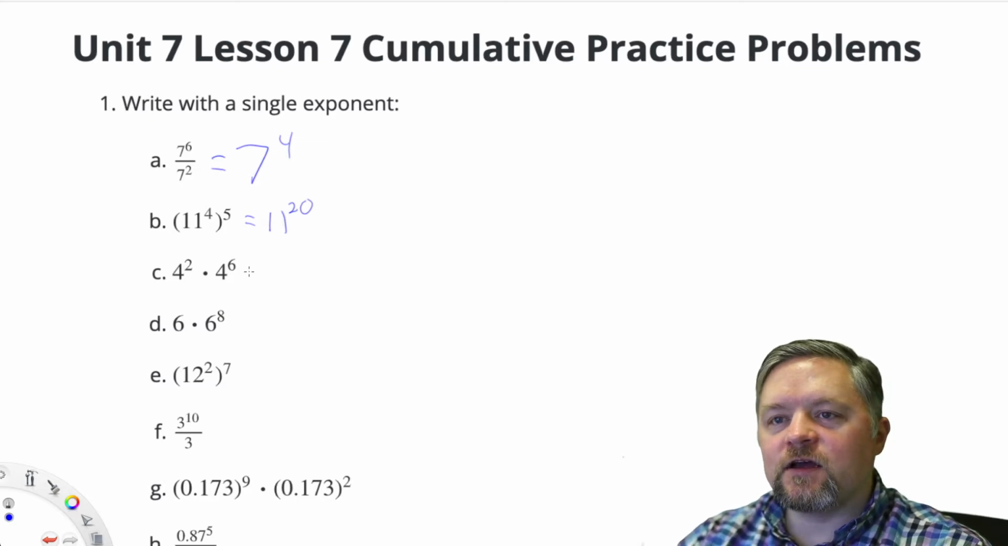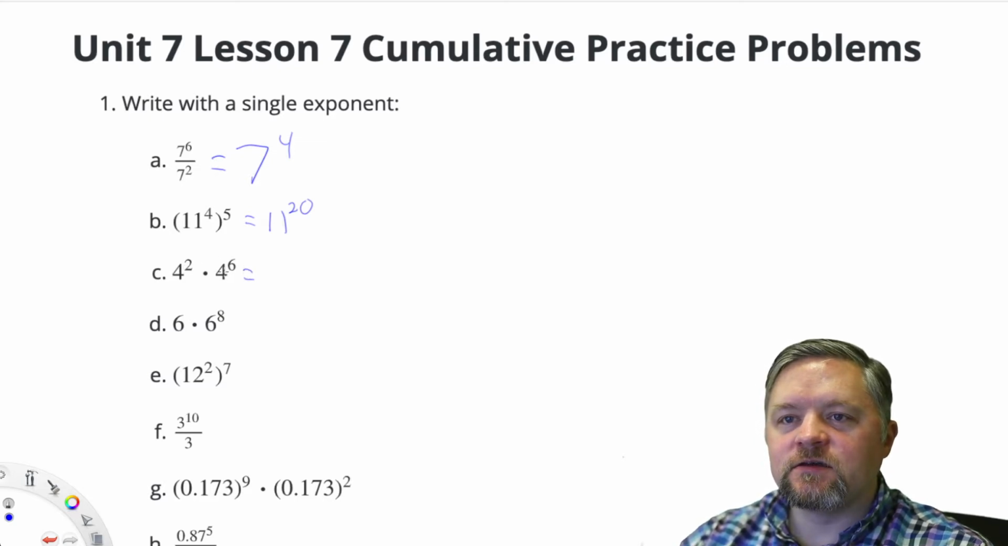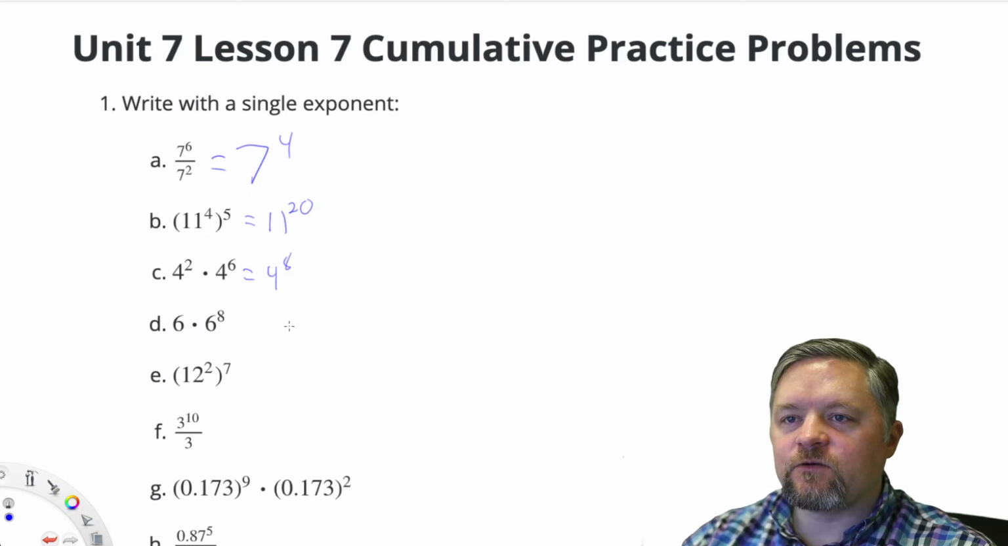4 squared times 4 to the 6. When we multiply, we add the exponents. 6 plus 2 is 8. 4 to the power of 8.